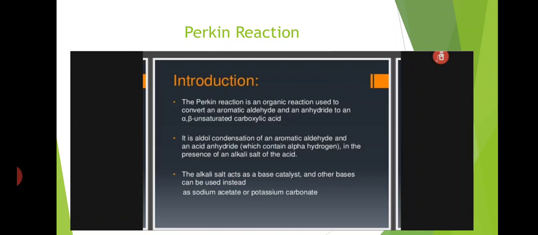Okay, students, today we will discuss the Perkin reaction. In the last class, we completed the aldol condensation reaction. Today's session is the Perkin reaction.